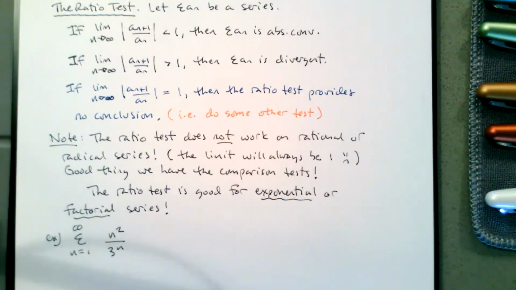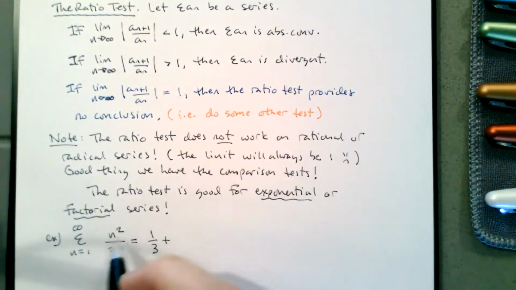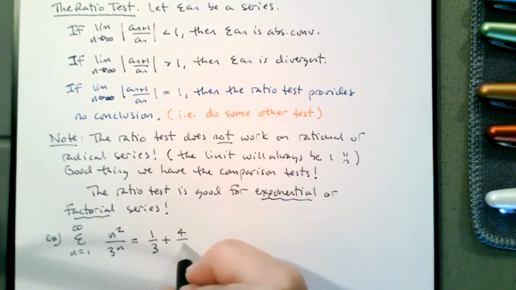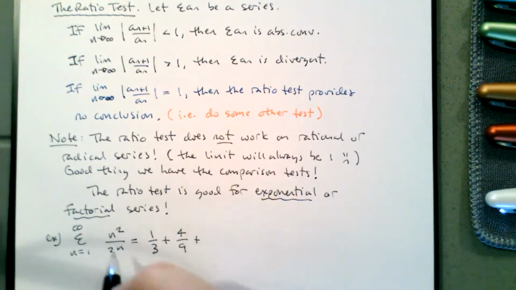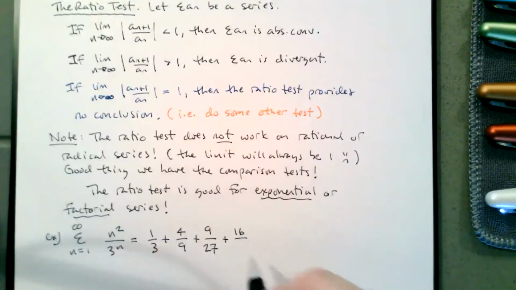So this is not geometric because the 3 to the n is not all alone. The n squared means it's not geometric. If we were starting to look at this, the first term would be 1 over 3 to the 1, so 1/3. The next term would be 2 squared, or 4, over 3 squared, 4/9. The next term would be 3 squared over 3 to the 3rd. The next term would be 4 squared over 3 to the 4th, and so on.